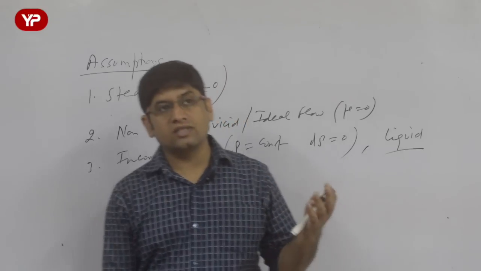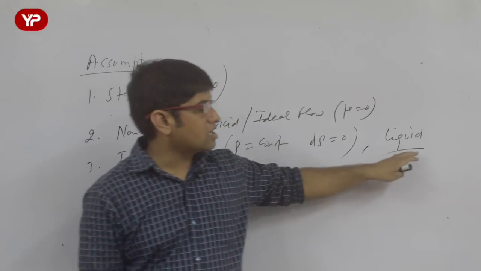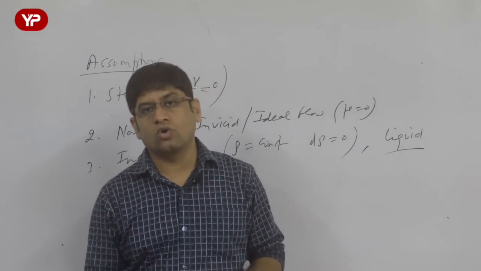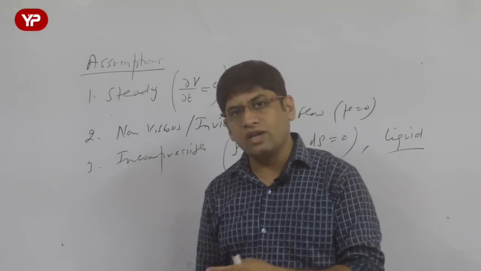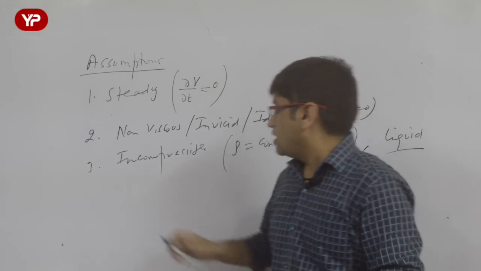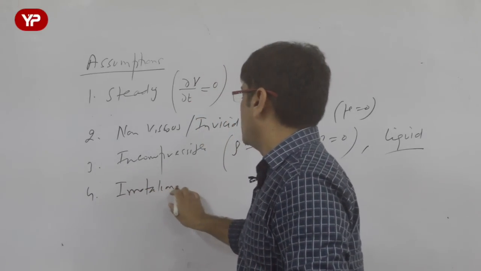If he asks you to write the ideal gas equation, this equation for gases, you will say, sir, gases are compressible. So in the Euler Bernoulli equation we make the assumption that density is constant, and hence we write that equation. But even if he asks you to write the equation for gas, you should be clear how it is to be done. Now the fourth assumption is irrotational flow.